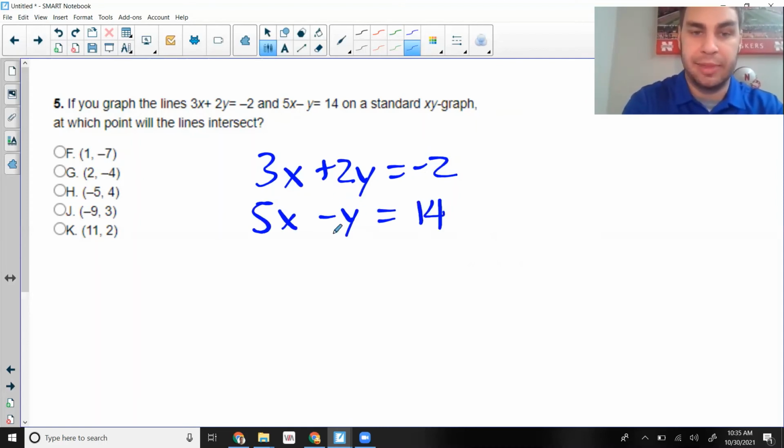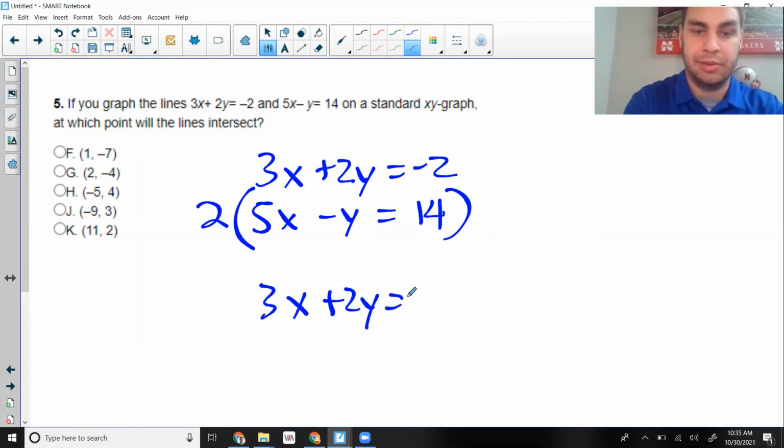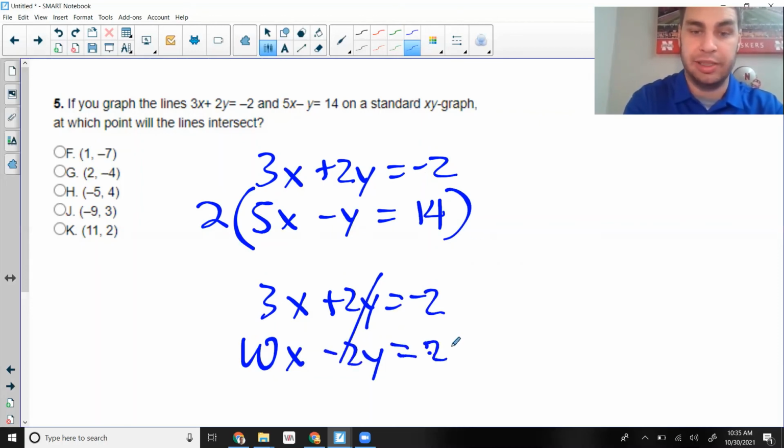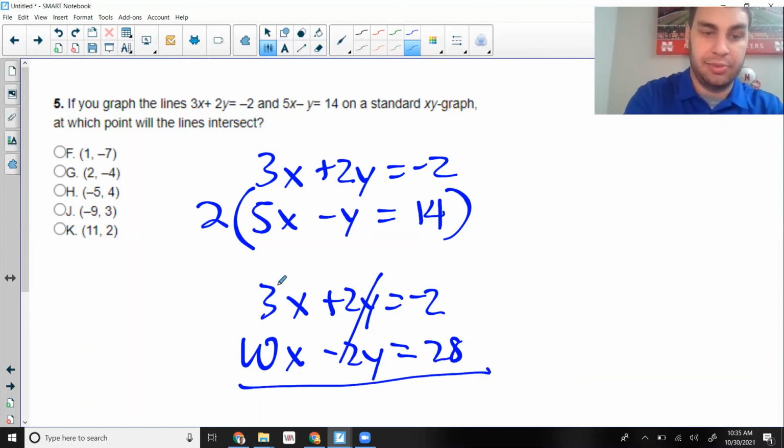All right, I can see that my y term, if I multiply this bottom one times 2, is going to eliminate. So I'm just going to take my top, 3x plus 2y equals -2, and then the bottom is going to be 10x. 2 times -y is -2y. That's good. That's going to eliminate, and then 2 times 14 is 28. Oops, it's 28. So if I add these together, 3 plus 10 is 13x. Those cancel. 28 minus 2 is 26. So x has to equal 2.